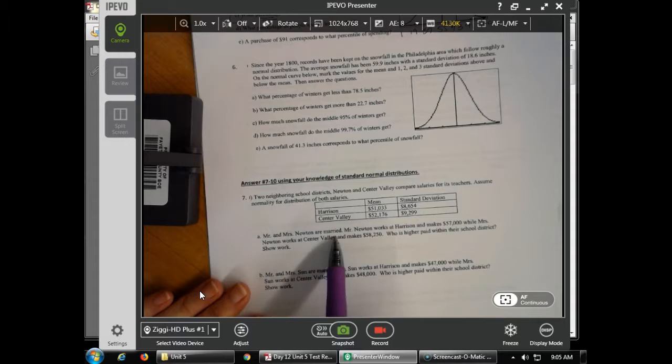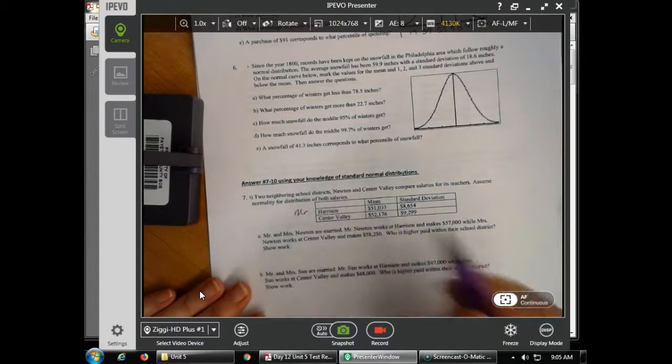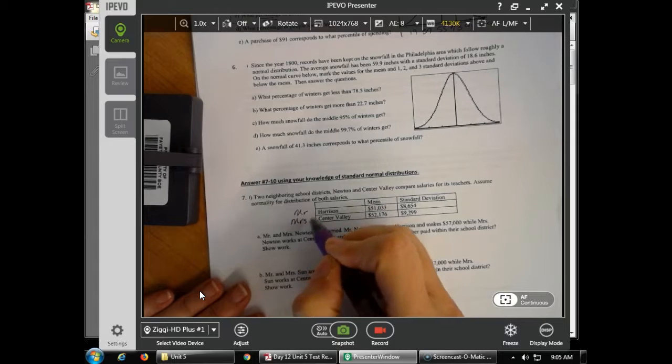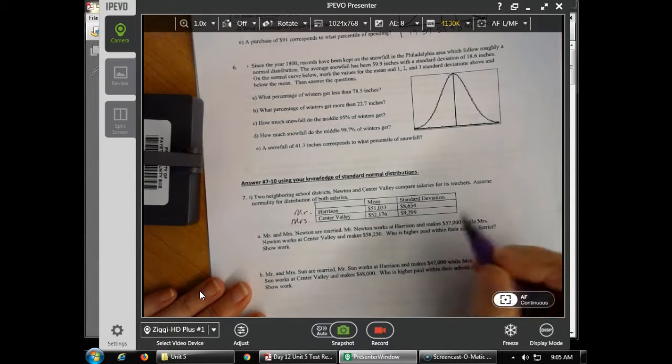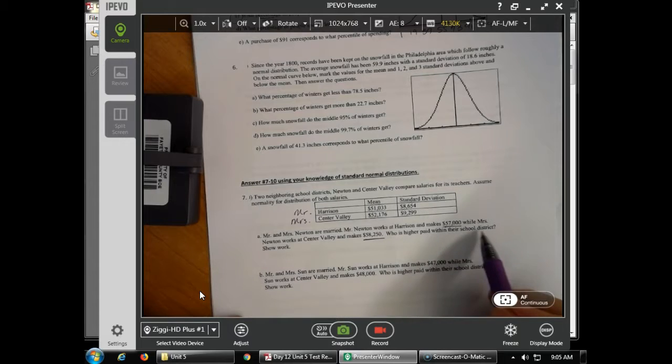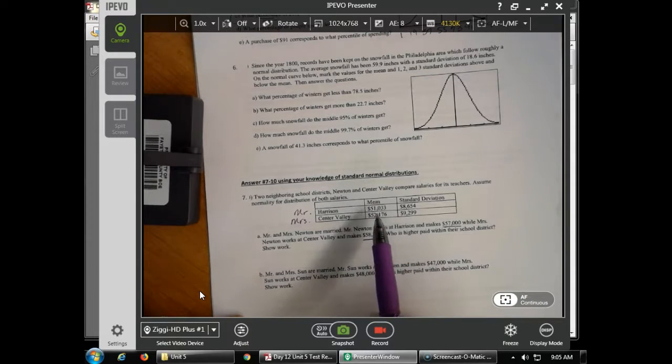Mr. and Mrs. Newton are married. Mr. Newton works at Harrison, so he works up here. And Mrs. Newton works at Center Valley. So this will be Mrs. Newton, this is how much Mr. Newton makes, and this is how much Mrs. Newton makes. Just be careful with that. Who is higher paid within their district? So what I have to do is compare their salaries to the district.